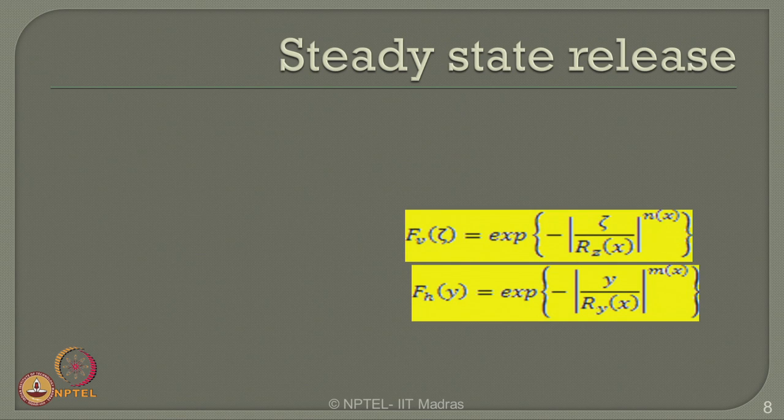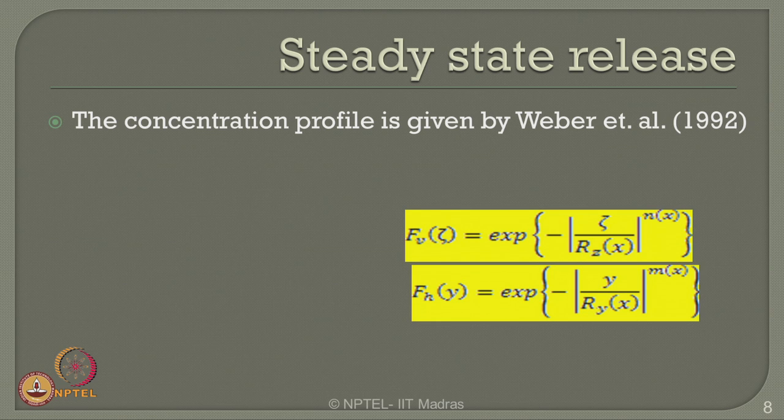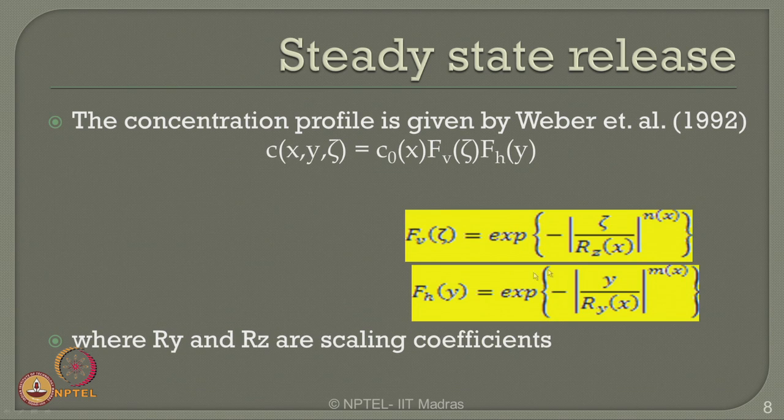When we talk about a steady state release, the concentration profile in terms of x, y and z coordinates is given by the equation you see in the slide here, where Fv and Fh are exponential expressions as seen here, and in this expression Ry and Rz are the scaling coefficients which are applied along the y and z axis respectively.